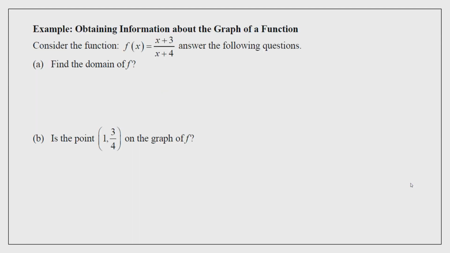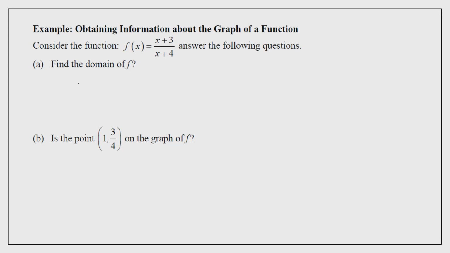Now consider the function f of x equals (x plus 3) divided by (x plus 4) and answer the following questions. A is first asking us to find the domain of f. Okay, so f of x is a rational function because it's a ratio. Now, the domain is going to be all real numbers except for where it's undefined. And in order for this ratio to be defined, the denominator must not equal 0.